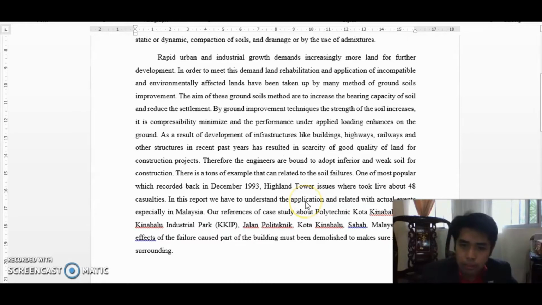I give you an example. Highland Tower, December 1983. The issue was that the soil below the buildings was in weak condition. So this tragedy happened with 48 casualties and a lot of losses of money and services and everything. So that's why this is an important thing to discuss.